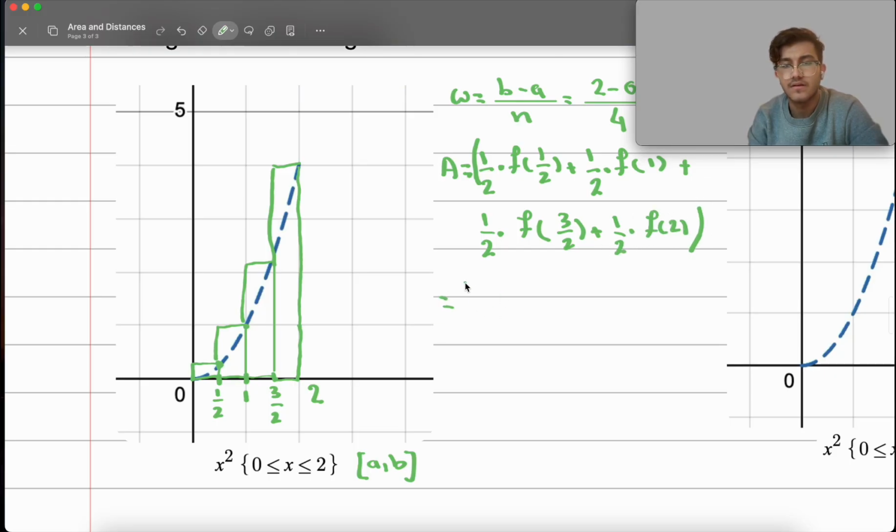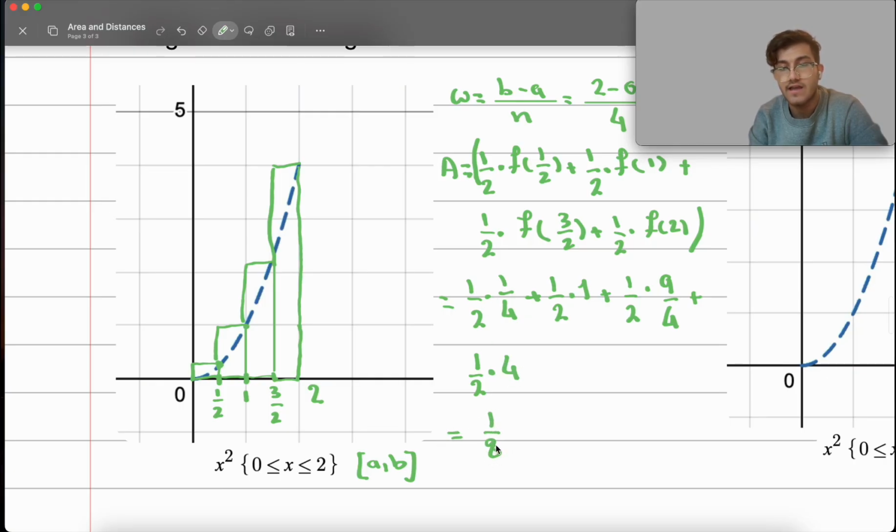Let's do them together though. So 1/2 times f of 1/2. If 1/2 gets plugged in here, I'm going to get 1 over 4 plus 1/2 times 1 plus 1/2 times 3 over 2 squared. I'm going to get 9 over 4, plus this one right here is going to be 1/2 times 2 squared, which is 4. So let's do that together.